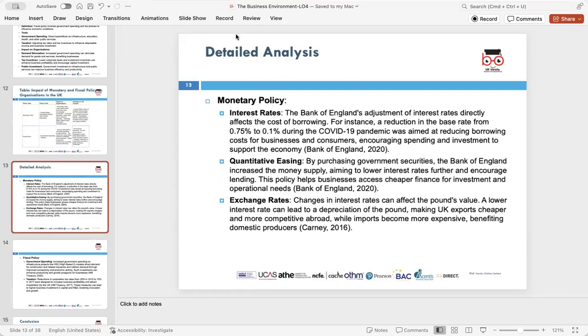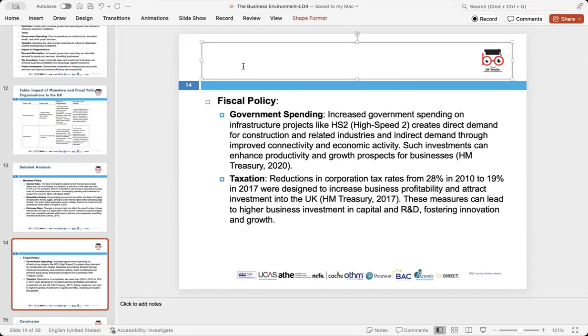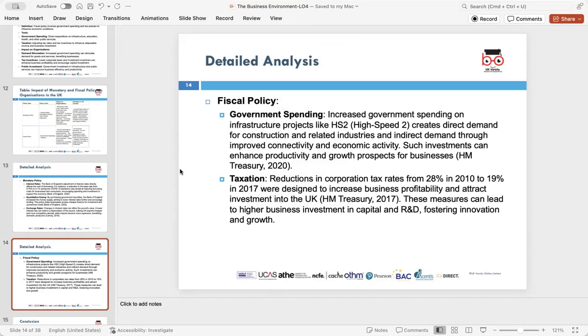Next is fiscal policy. So fiscal policy, as you know, involves government spending and tax policies to influence economic conditions. Government spending: increased government spending on infrastructure projects, such as the High Speed 2 rail project, has a significant impact on the economy.